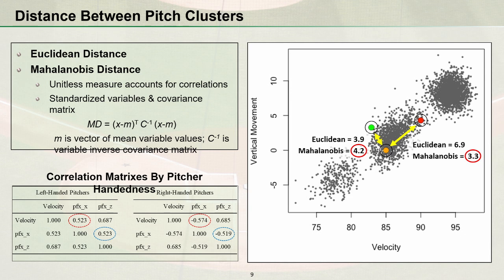And then finally, on the bottom left, the opposite arm angles for left and right-handed pitchers result in natural differences in the direction of movement, obviously. So the correlation matrices show that although the direction of movement changes, the magnitude of correlation among the variables remains fairly constant. And different correlation matrices were therefore used for left and right-handed pitchers when measuring distances between pitches.